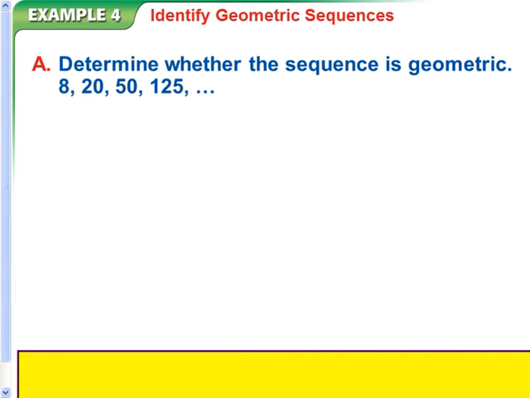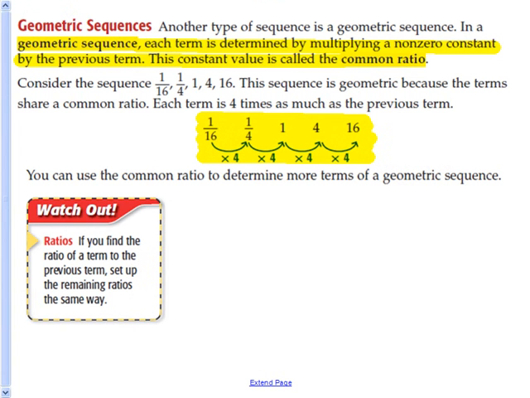Okay, let's go to geometric now. Geometric, if you go back to our notes here, let's see if I can find the page, means that we need to multiply by a common ratio. So let's see if we are multiplying by a common ratio for this problem.